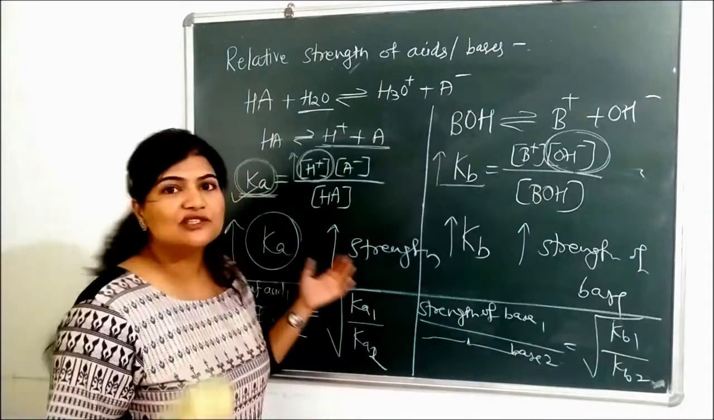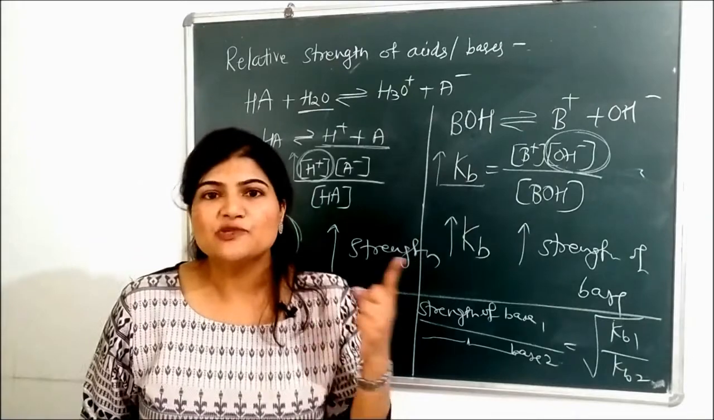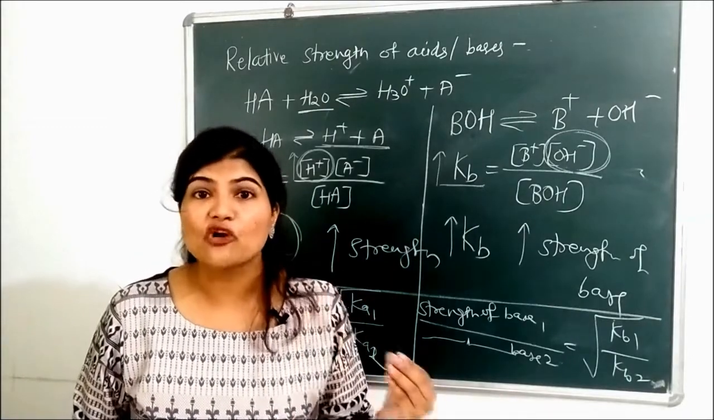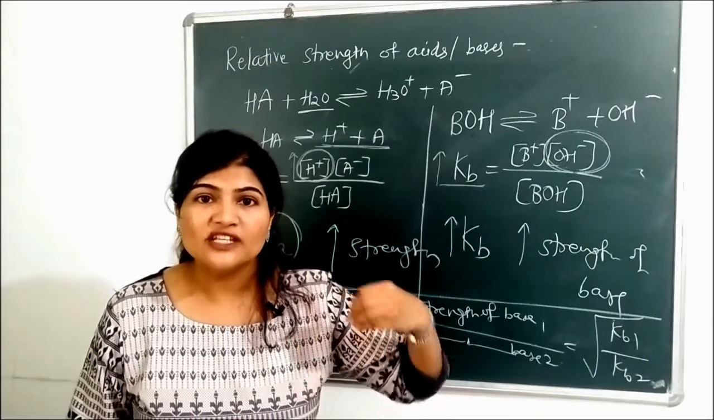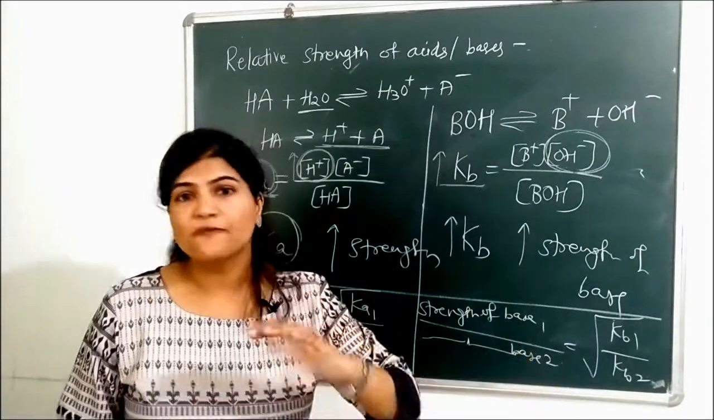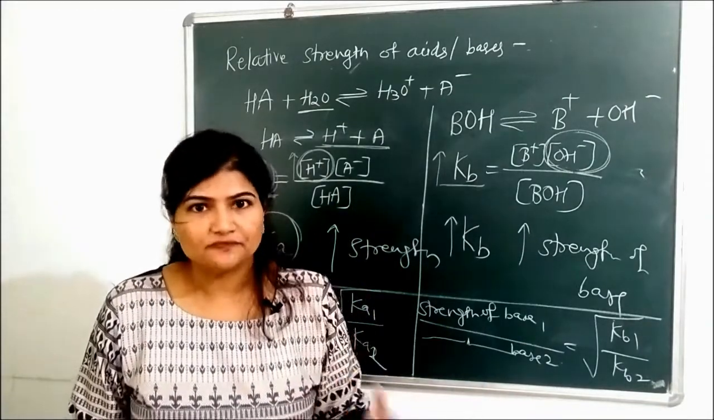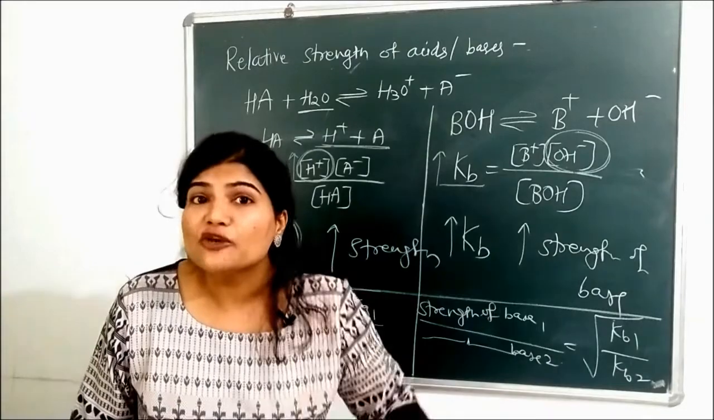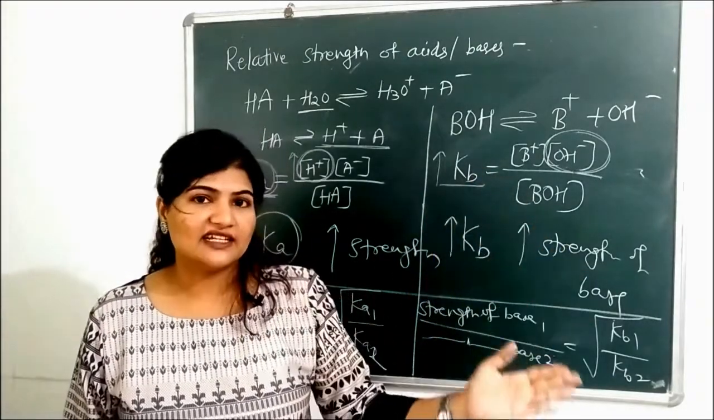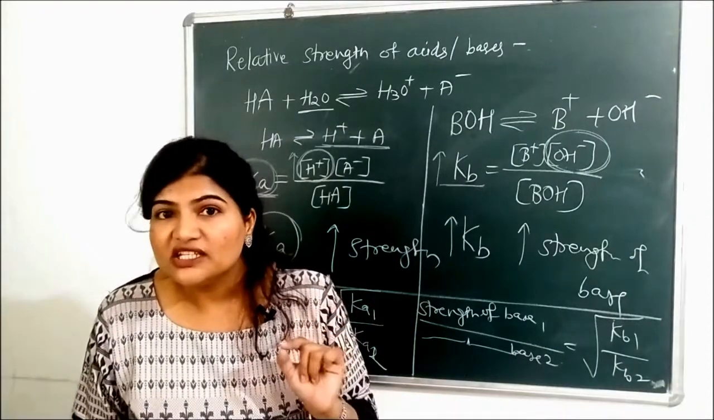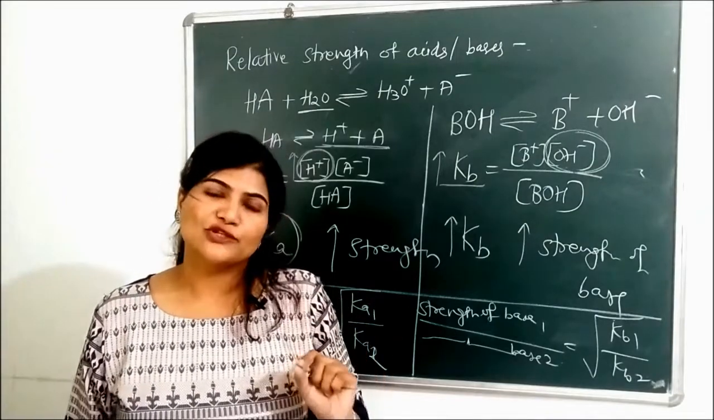Okay, so now we'll just recap whatever we have studied. The first point we studied was the strong electrolytes and weak electrolytes. Strong electrolytes are the ones that dissociate completely to produce the ions. Weaker ones do not dissociate completely, they dissociate partially. Then we studied what is degree of dissociation. It is the extent to which the electrolyte dissociates, and is given by alpha. The equation is number of moles dissociated to total number of moles of electrolyte.